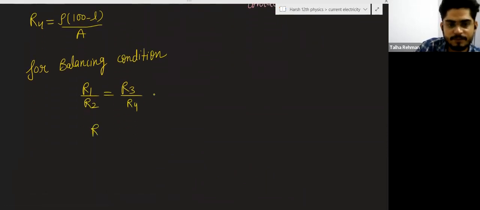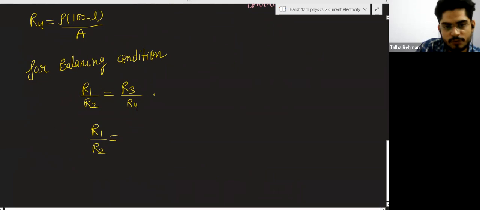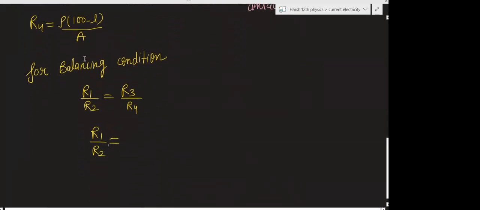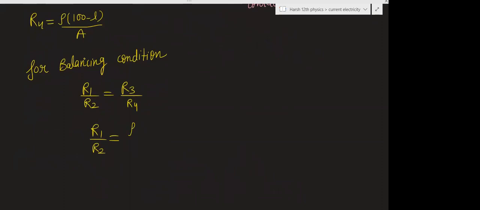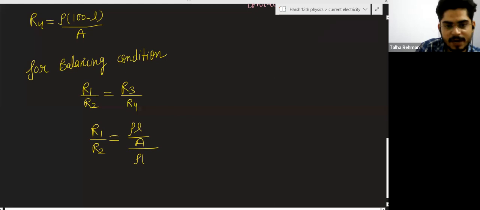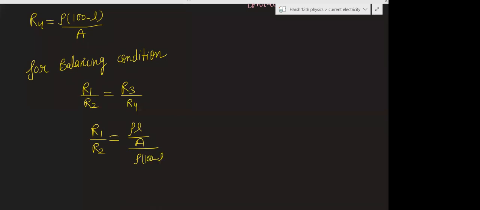We have R1 and R2. What is the value of R3? R3 is rho L by A. And for R4 you will write rho (100 minus L) by A.